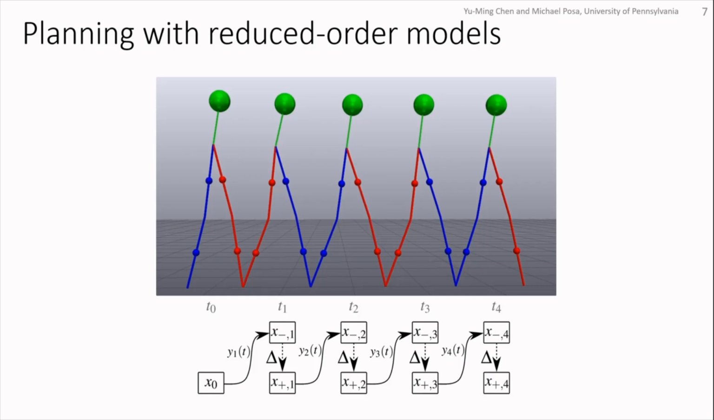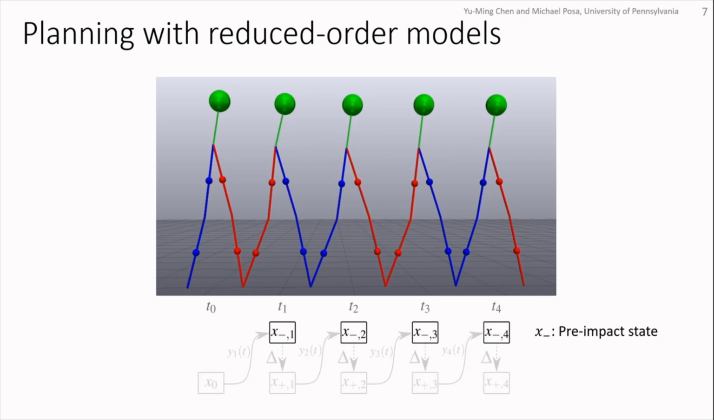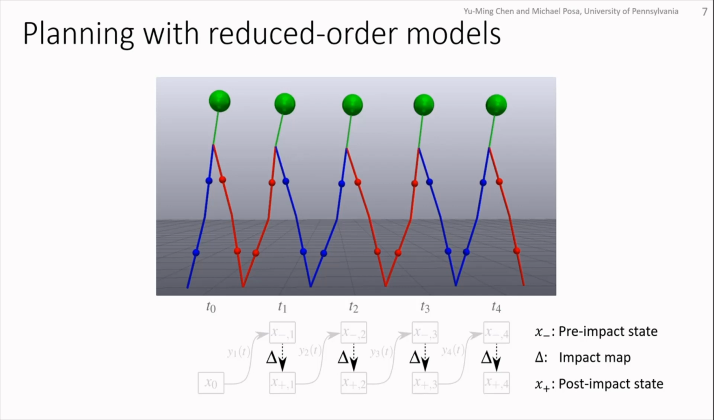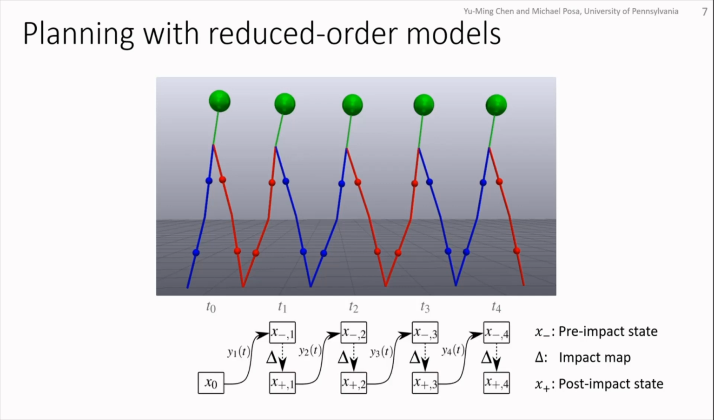But this is not the whole story. The truth is that the optimized reduced order models currently do not capture the impact dynamics of the robot, so we need to add the robot states into the optimization. The pre-impact state and the post-impact state. And we also need to add the impact map in order to stitch the low dimensional trajectories together.